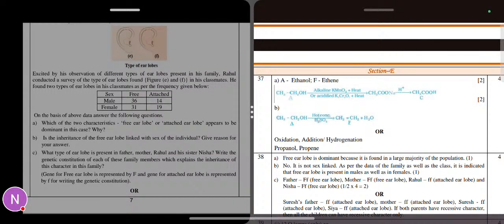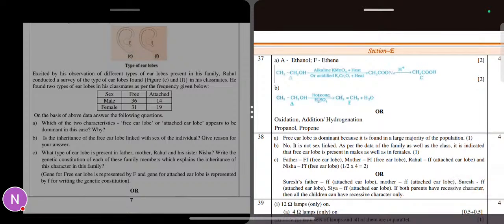See what type of ear lobes is present in father, mother, Rahul, and his sister Nisha. Write the genetic constitution of each of these family members, which explains the inheritance of this character in this family. So father Ff free ear lobes, mother Ff free ear lobes, Rahul ff attached ear lobe, and Nisha free ear lobes.